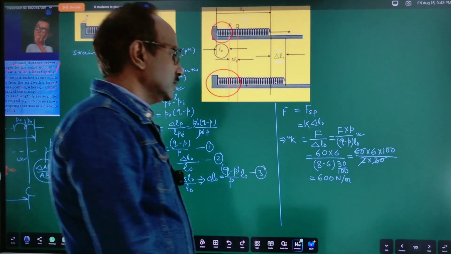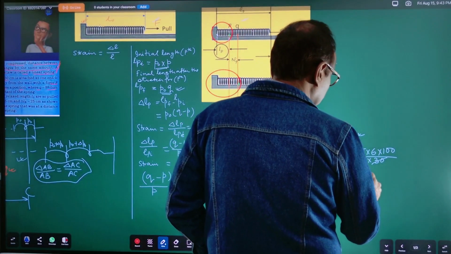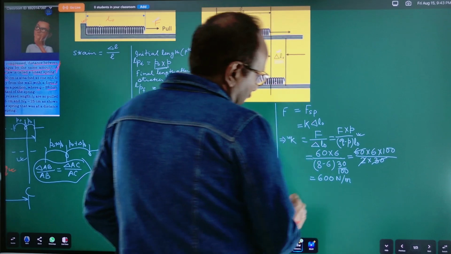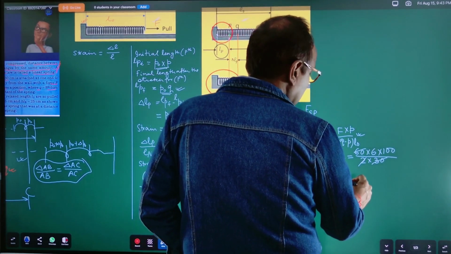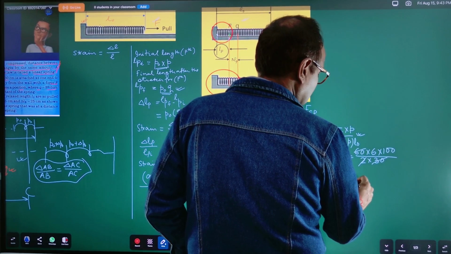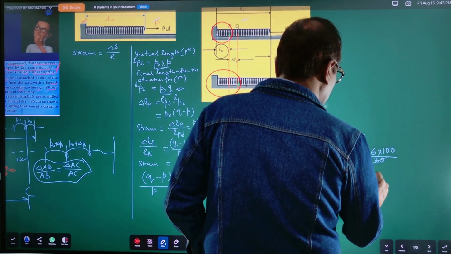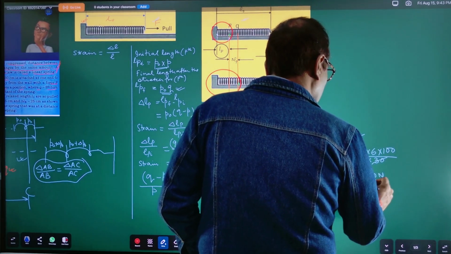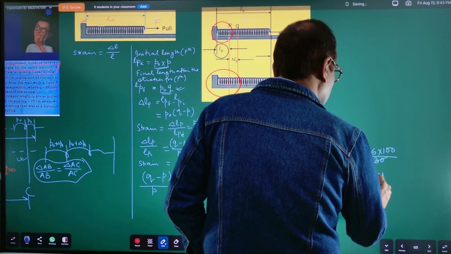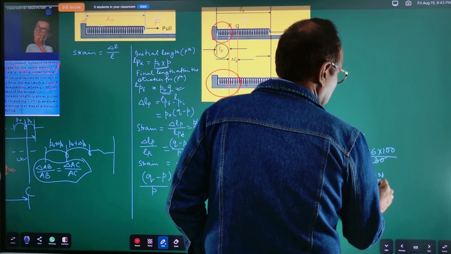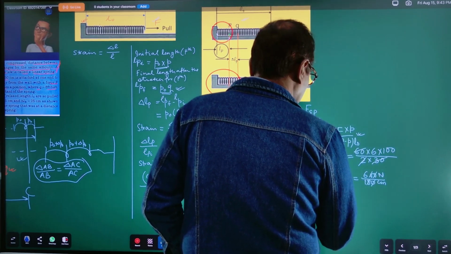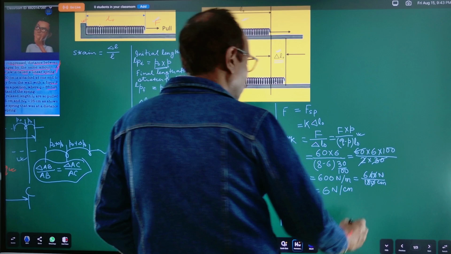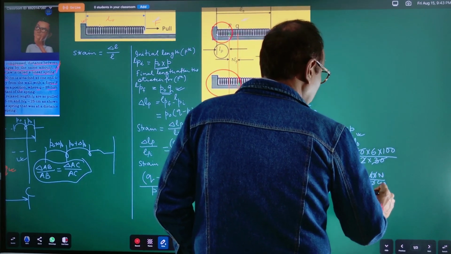If you want to write the answer in centimeters, you can change it: 1 meter will become 100 centimeter. That will come as 6 Newton per centimeter. This will be your answer for part A.